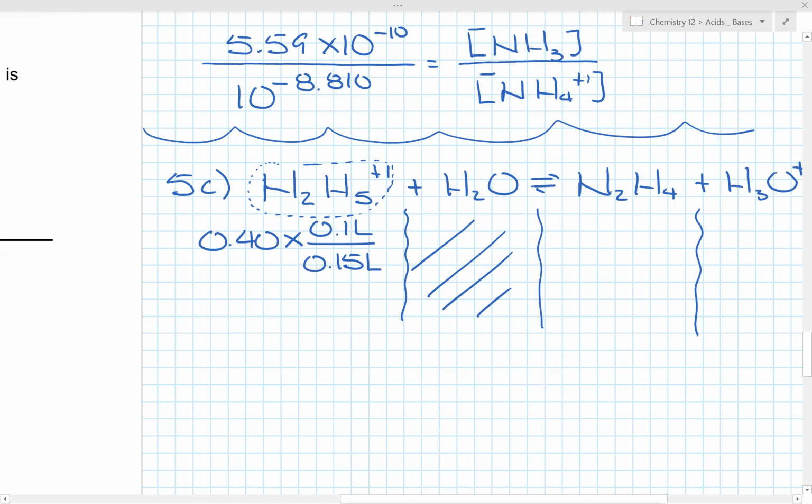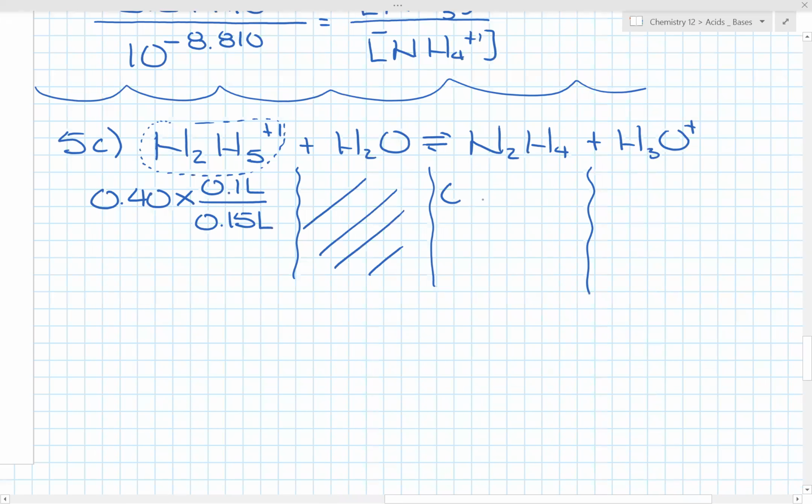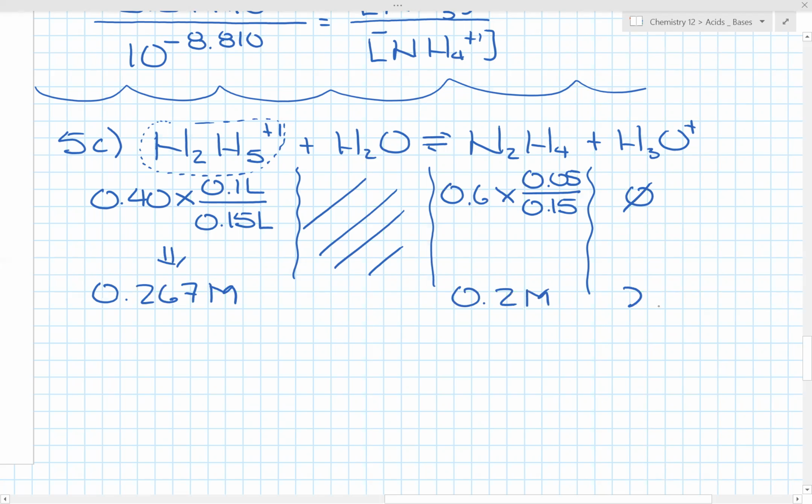And for the N2H4, it's 0.6 times 0.05 liters, all over 0.15 liters. If I did a quick calculation, 0.4 times 0.1 divided by 0.15 would be 0.267 molarity. And 0.6 times 0.05 divided by 0.15 would be 0.2 molarity, and this one would be X.